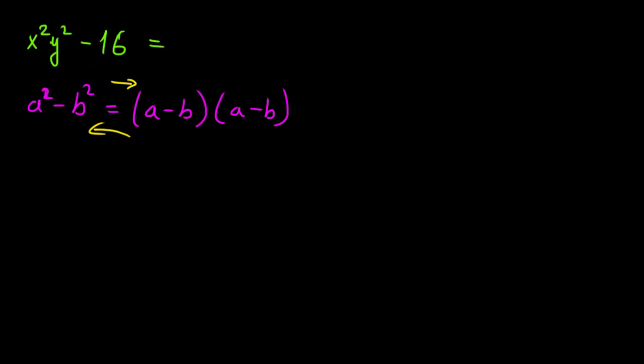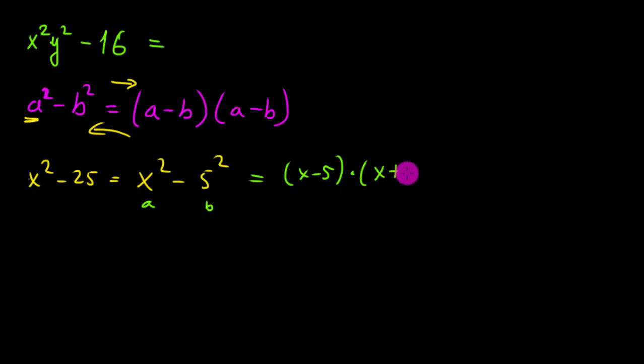So here you have a square minus b square. So the idea is to make from here, okay, let's do a bit easier question. So let's say x square minus 25. So this one is x square minus 5 to the power of 2. So this one is like a, this one is like b. So then you have x minus 5 times x plus 5. So you are going from the left to the right, in this direction. Okay. So the same here.